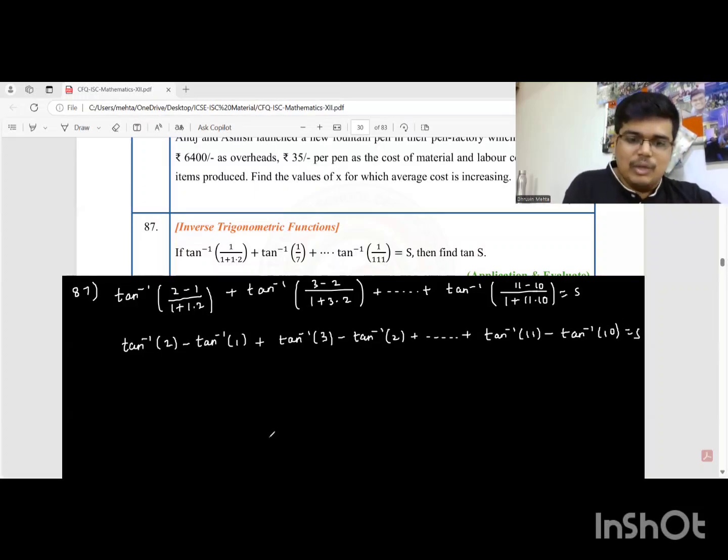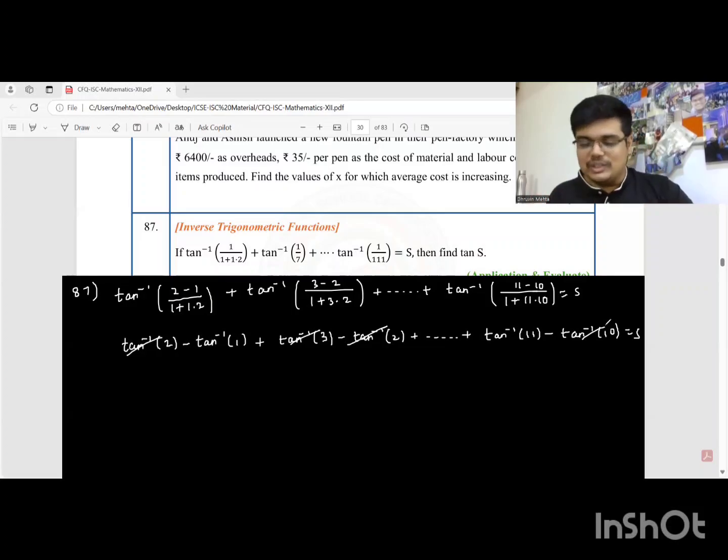And that is S. Now, what will happen is, students, all these terms are going to get cancelled. Remember, in these kind of questions, the only terms that are left are the first and the last. When I say first and the last term, I basically mean the term with the least number and the term with the highest number.